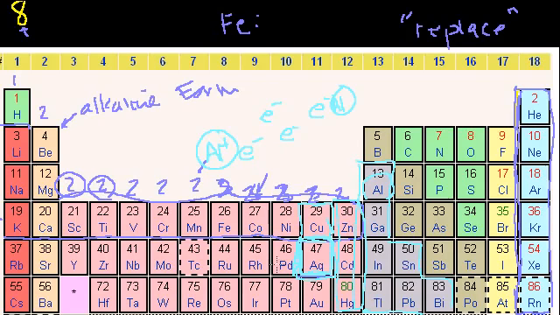So these are the transition metals. These are actually considered the metals. But the reason why these are considered the transition metals is because they're filling the d block. But transition metals kind of sound like not as good as a metal.